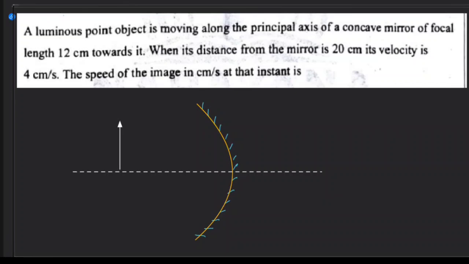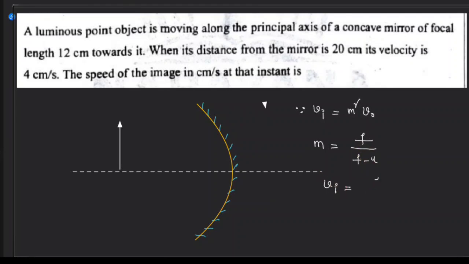The last question. A luminous point object is moving along the principal axis of a concave mirror of focal length 12 cm towards it. When its distance from the mirror is 20 cm, its velocity is 4 cm per second. The speed of the image can be written as, from the mirror's concept, velocity of image is equal to m square into velocity of object, where m is nothing but magnification, and magnification can be written as m is equal to f by f minus u. That is the magnification formula.